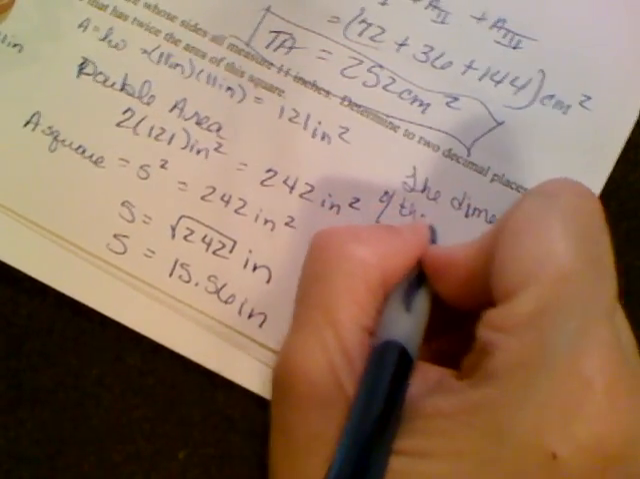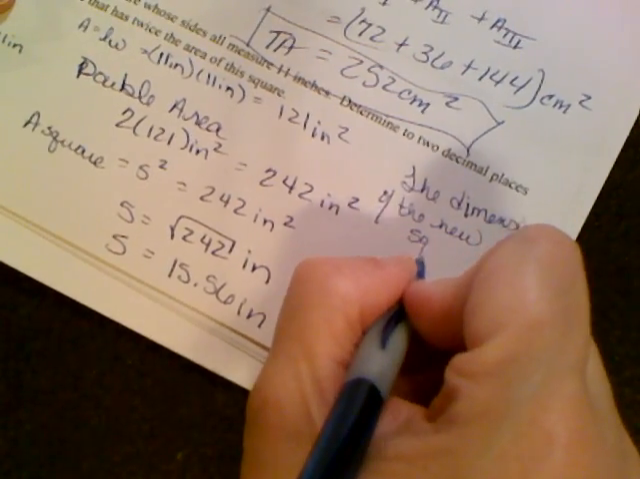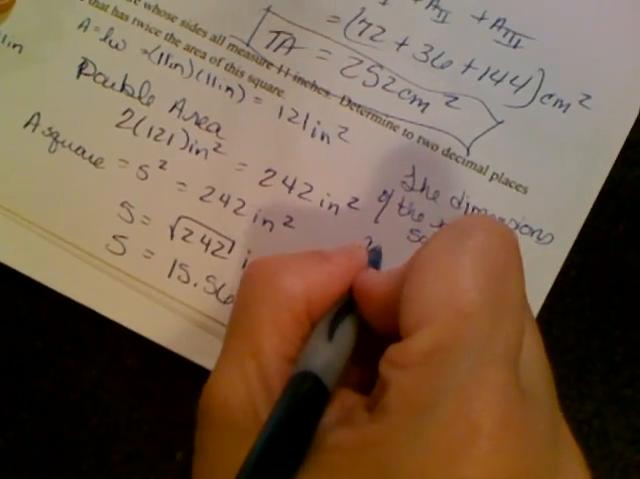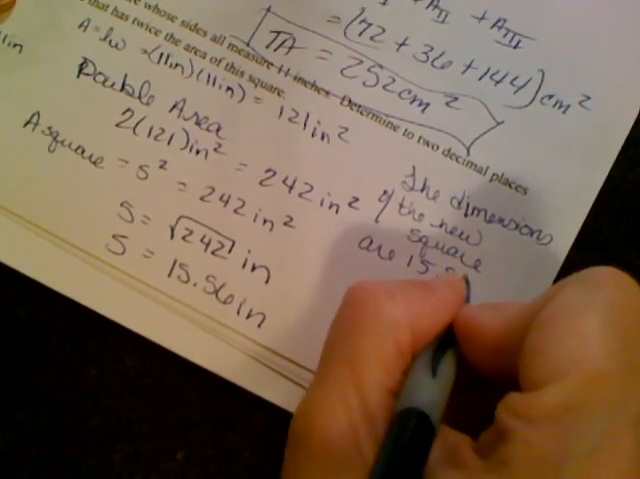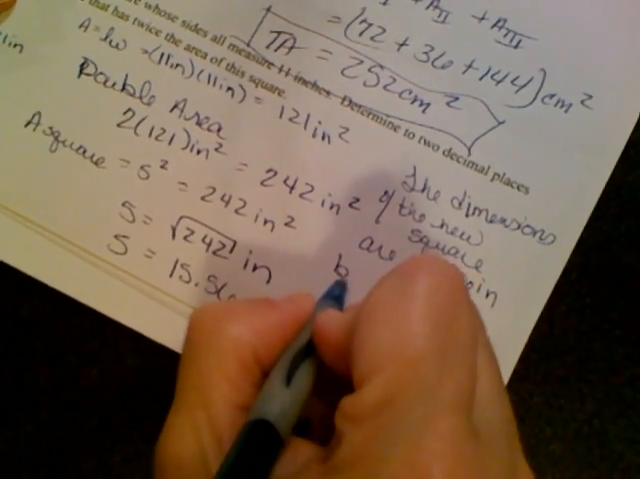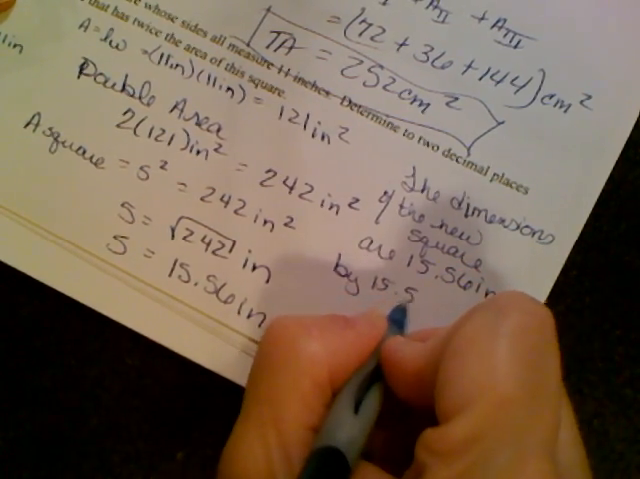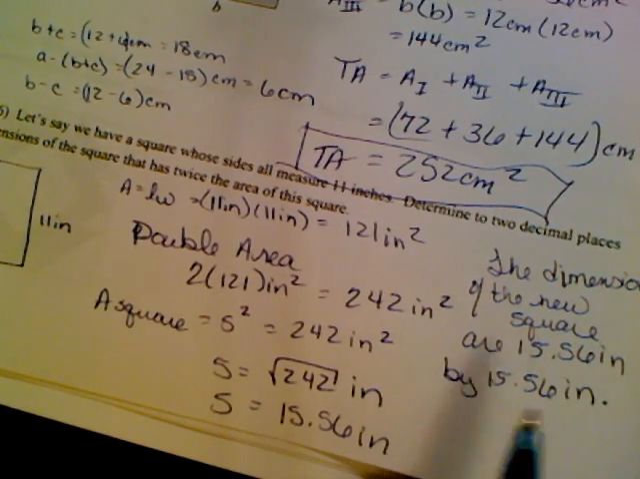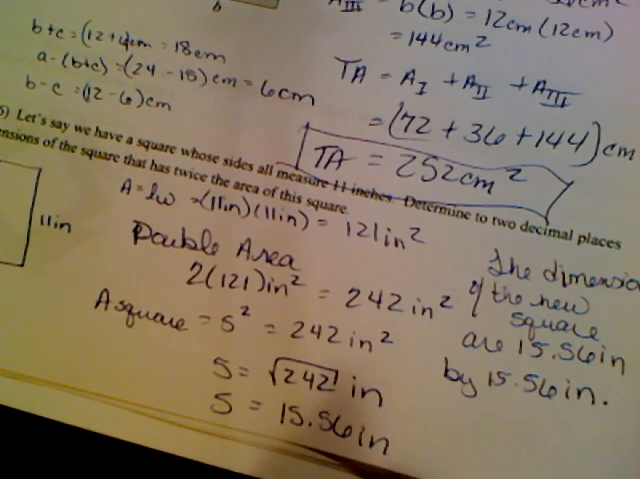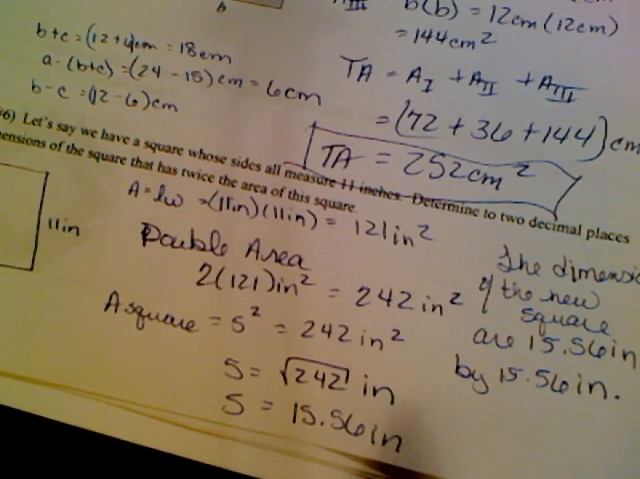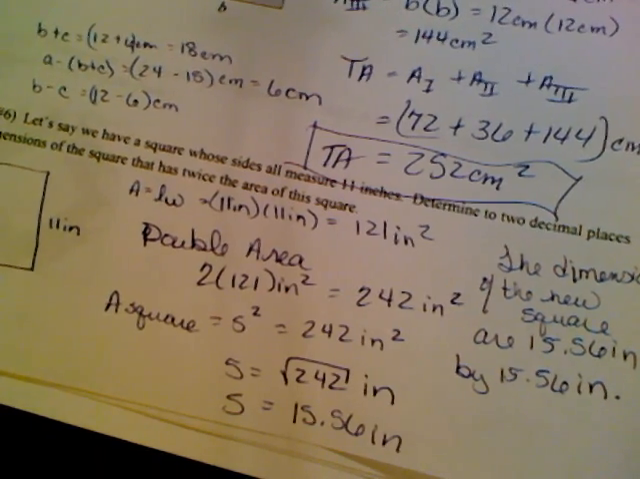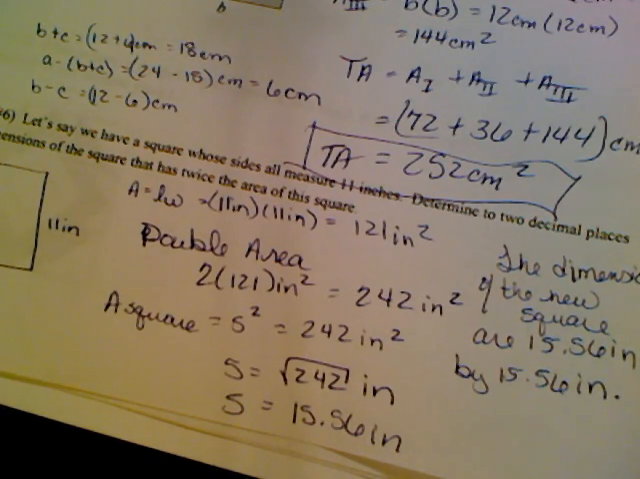So the dimensions of the new square are 15.56 inches by 15.56 inches. And the reason I put both measurements there is we typically measure stuff. We typically say that it is by this distance, by this distance. So even when you say a 2x4, what you're talking about is a piece of board that is 2 inches by 4 inches or 2 feet by 4 feet. So you use those measurements.